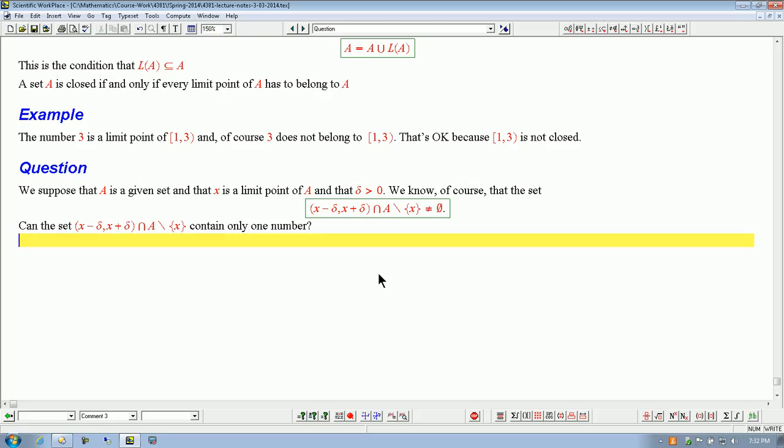I want to change color. I need to say this and then we have to stop. To obtain a contradiction, we assume that this set over here contains only one number that we will call y. Okay? I will get you a contradiction.